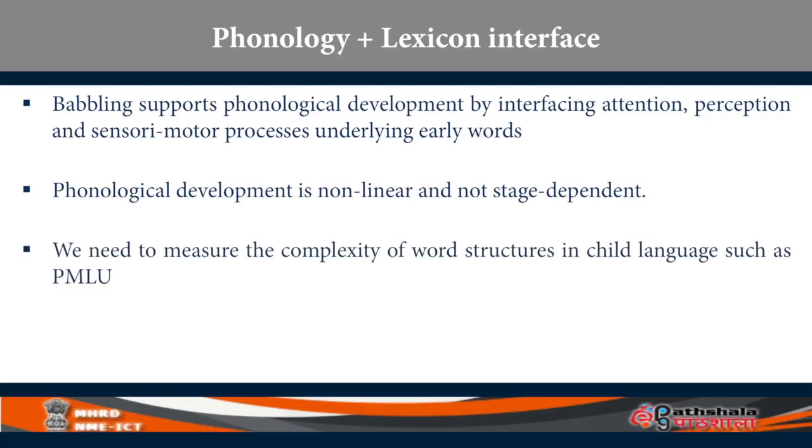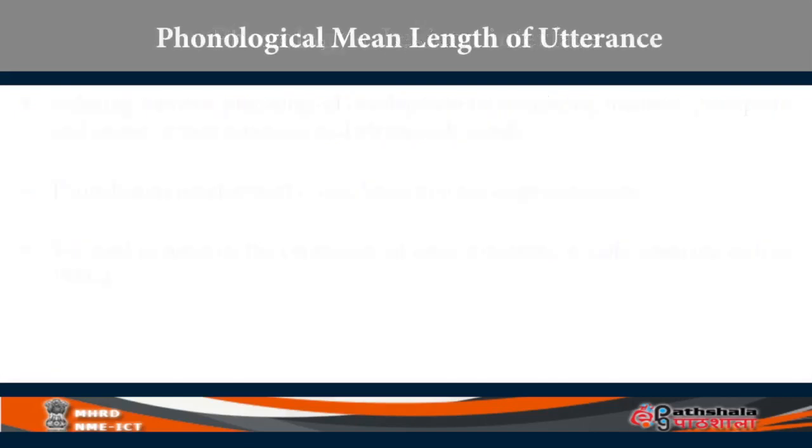We need to measure the complexity of word structures in child language. The newly proposed measures, 1 or 2 measures, I'll give you examples, work it out for you with 1 or 2 words. But what would be very nice is to take these measures, apply them to data from Hindi or any other Indian languages that you know, and start collecting data and analyzing data using these measures. One measure is called phonological mean length of utterance.